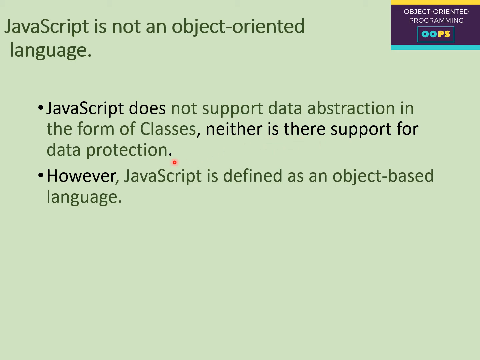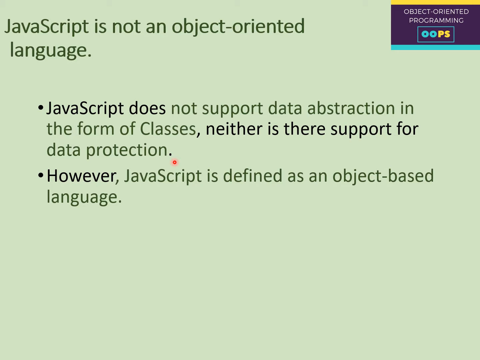In the case of JavaScript, we have already seen the main concepts behind OOPs. It is clearly specified that data abstraction, encapsulation, data protection, and inheritance are required. But JavaScript does not support the concept of data abstraction and data protection. So we can say that JavaScript is not an object-oriented language.